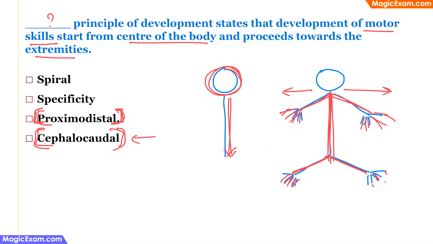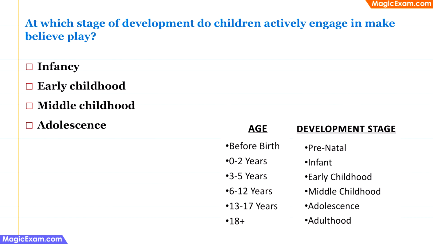Therefore, here, since we are being asked which principle is stating that skill starts from the center of the body and proceeds towards the extremities, it is proximodistal, and this is the correct answer because it says that development starts from the middle and goes towards the outer parts of the body.